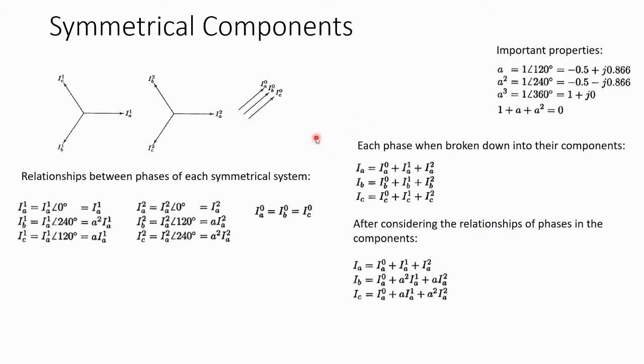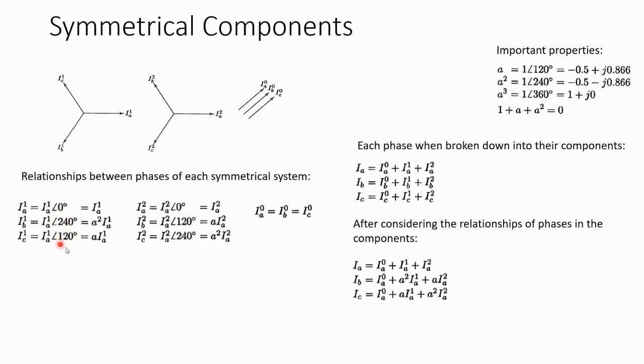So now we look into the relationship between them in more detail. By looking into the positive sequence, we established that IB, the phase B of the positive sequence, is equal to phase A, but 240 degrees displaced. IC is equal to IA, but 120 degrees apart. And if I say that the 120 degree phase angle over here is equal to a, then the phase angle 240 is equal to a squared.